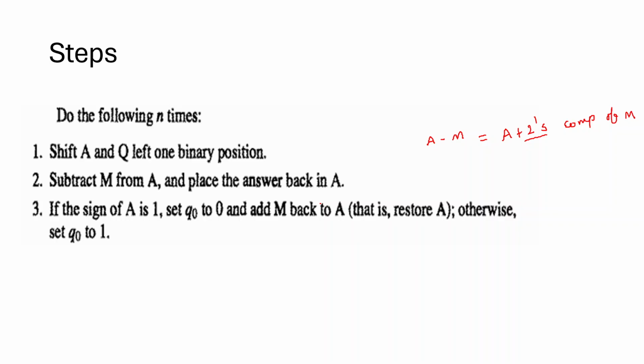Then you need to check the sign bit of A. If the sign bit is 1, then set Q0, that is the LSB bit of register Q, to 0, then add M back to A. This is called restore. Otherwise, if the sign bit of A is 0, set Q0, the LSB bit of Q, to 1, and there is no need to do the restore operation. By using these steps, we need to do the problem.